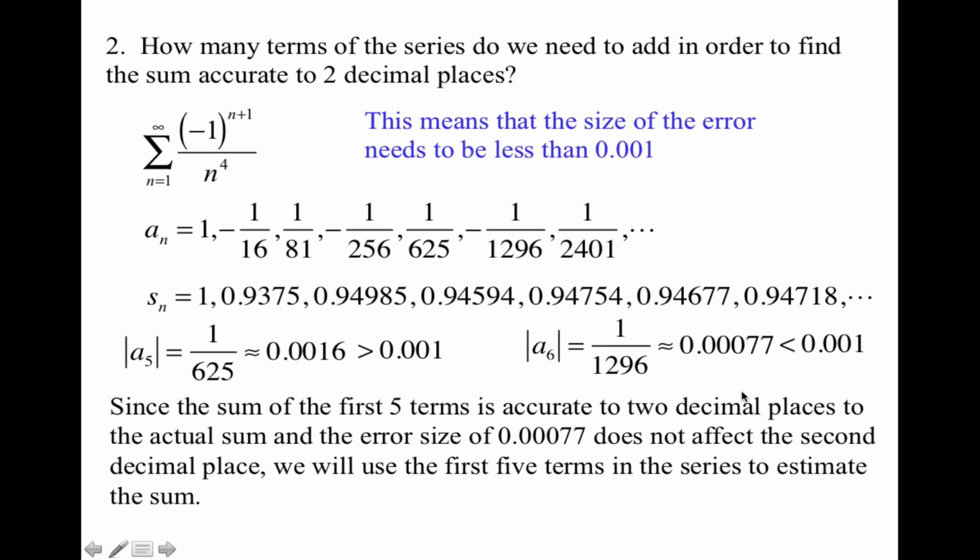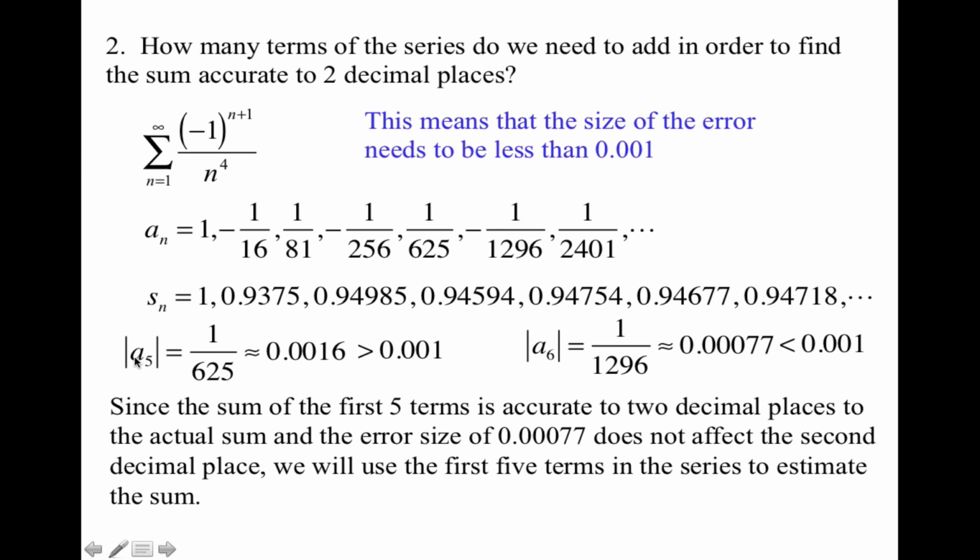So what this means is that since the sum of the first 5 terms is accurate to two decimal places to the actual sum, and the error size of 0.00077 does not affect the second decimal place, we will use the first 5 terms in the series to estimate the sum. So how did I know to do a sub 5 and a sub 6?